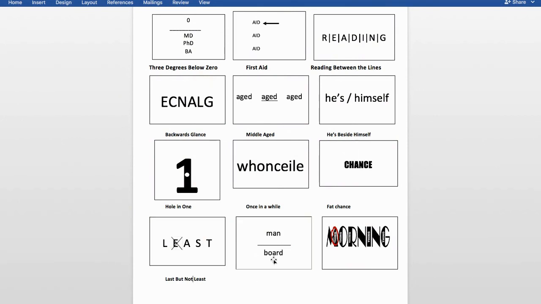This one, you have to look at the positioning of the words. We have man here. We have board here. We have a line in between. So this line is obviously trying to show you that this is over top of this one, or above this one. And we wouldn't have man above board. That makes no sense. But we would have man over board. And that's when someone falls off a ship. We would say man overboard.